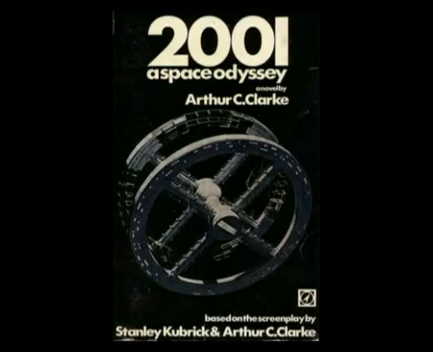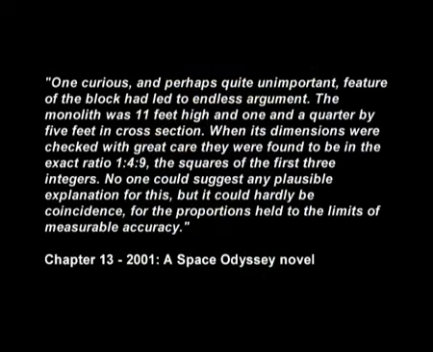The book does offer a set of specific monolith measurements which interestingly parallel our own exploration of the subject. "One curious and perhaps quite unimportant feature of the block had led to endless argument. The monolith was 11 feet high and 1¼ by 5 feet in cross-section. When its dimensions were checked with great care, they were found to be in the exact ratio 1:4:9, the squares of the first three integers. No one could suggest any plausible explanation for this, but it could hardly be coincidence, for the proportions held to the limits of measurable accuracy."